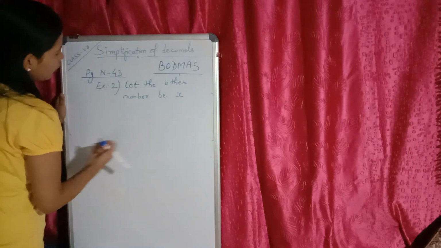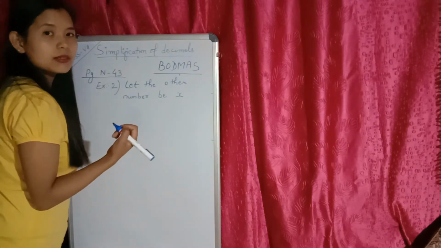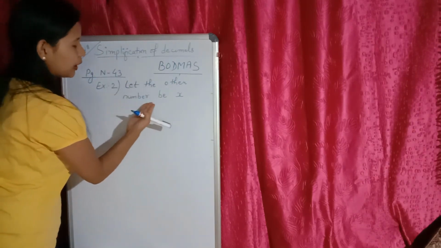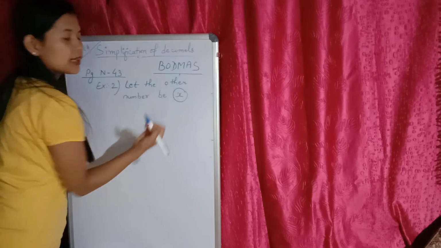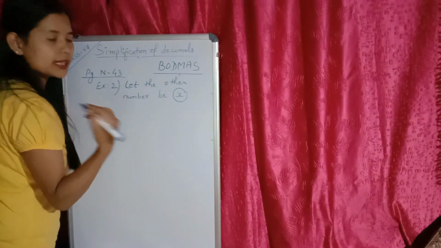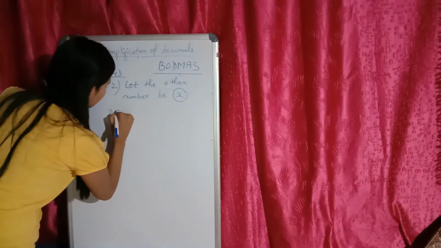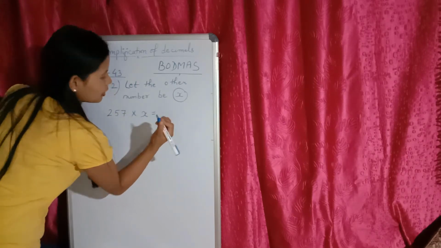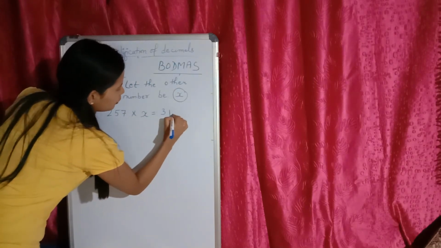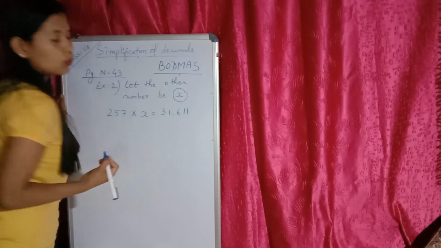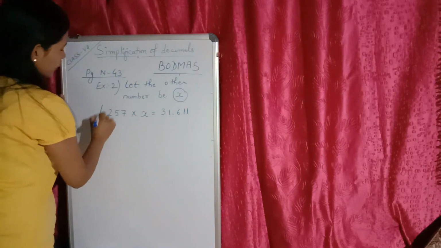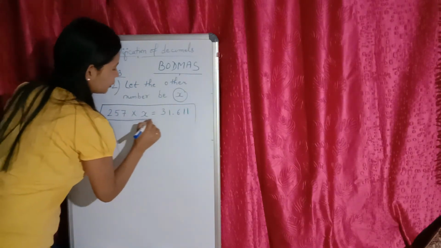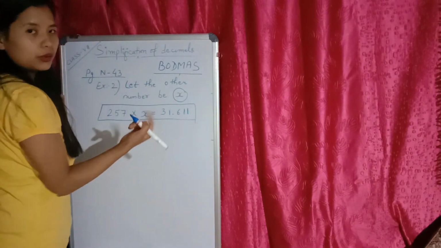Okay, then according to the question, what it says is the product of two numbers. Okay, we don't know one number, we are assuming it to be x, and the other number given is 257. So according to our question, 257 into x gives us 31.611. Okay, so if you can formulate this equation, you are already done with half of the problem.